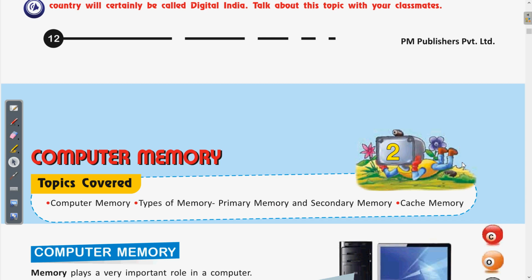Most of you have heard names like RAM. There is a RAM inside the computer where the data is saved. So about all these things we are going to discuss in the next coming class.